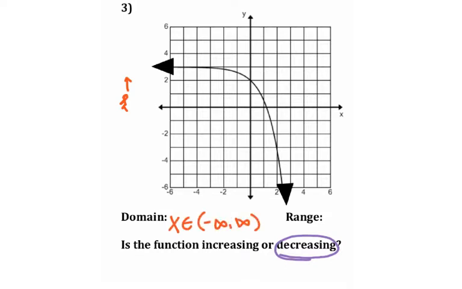The range, how low does this go? So what's the low point of your graph? The low point, it keeps going forever, so negative infinity. And what's the high point of your graph? This right here is that line I told you about called an asymptote, and that's 3.